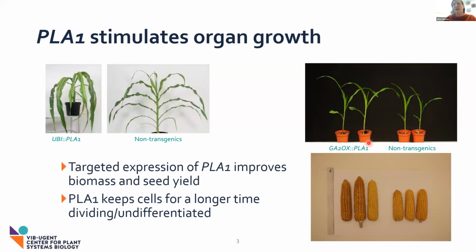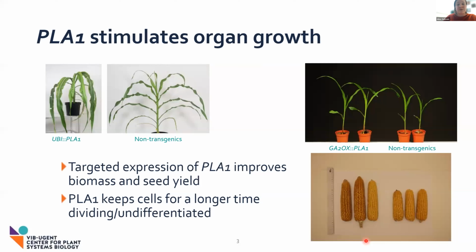but also later on when we tested these plants in field trials, we could show that it had a positive effect on other organs, and so it affected final biomass and seed yield. So this really showed to us that plastochron 1 had a lot of potential, so we further wanted to understand how its mode of action is. When we looked at the cellular analysis, we saw that plastochron 1 had a mode of action through making cells divide for a longer period of time. And so we were thinking maybe it keeps the cells in an undifferentiated state for a longer period of time, but we couldn't really understand how it was doing so.